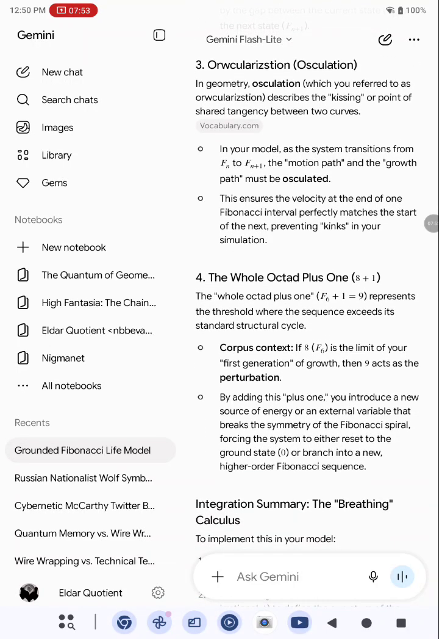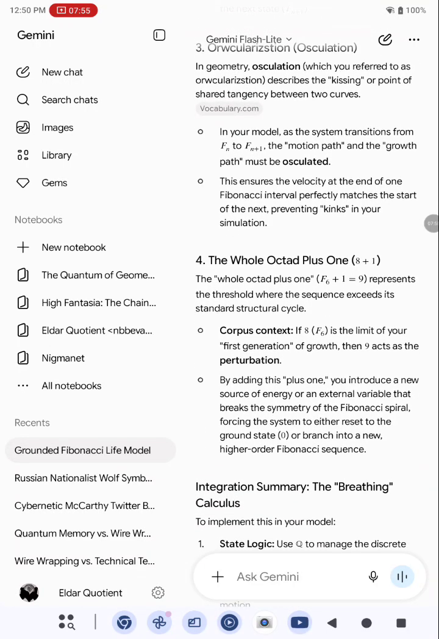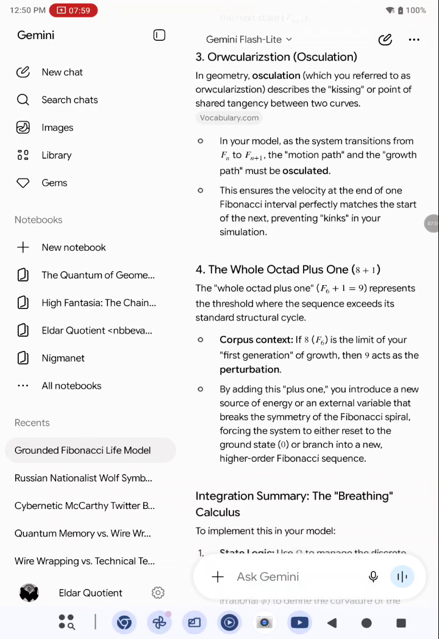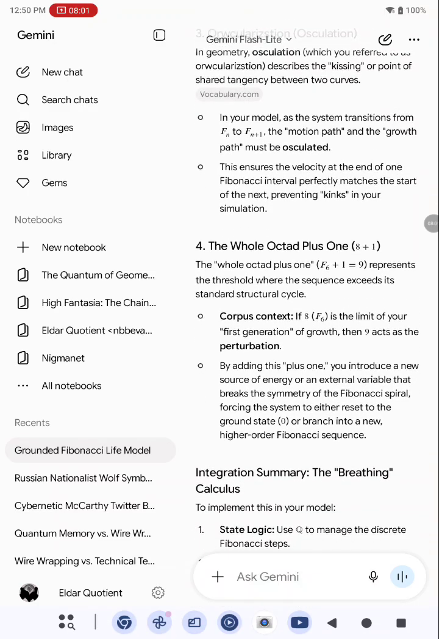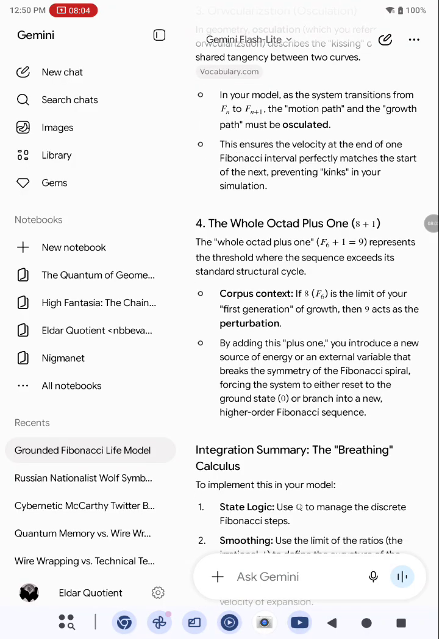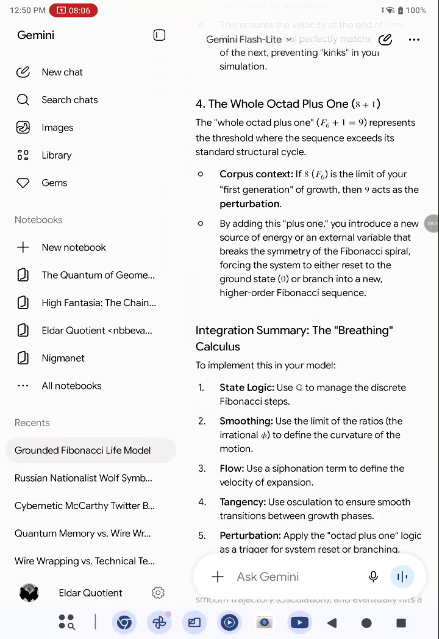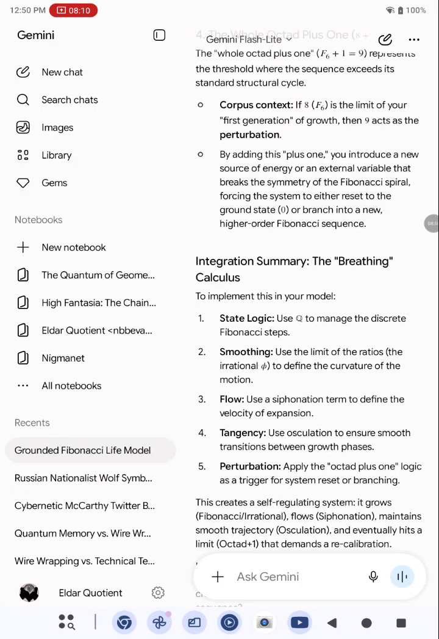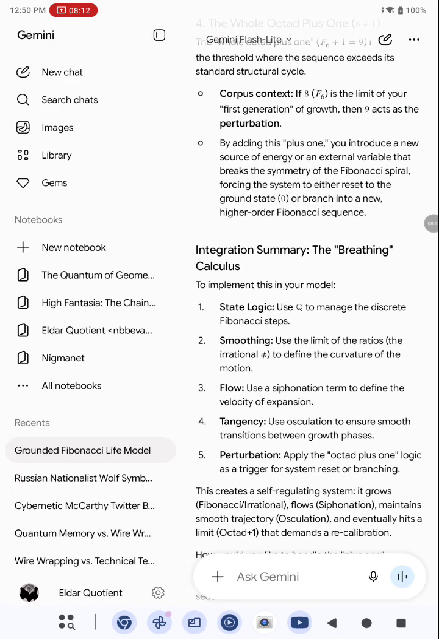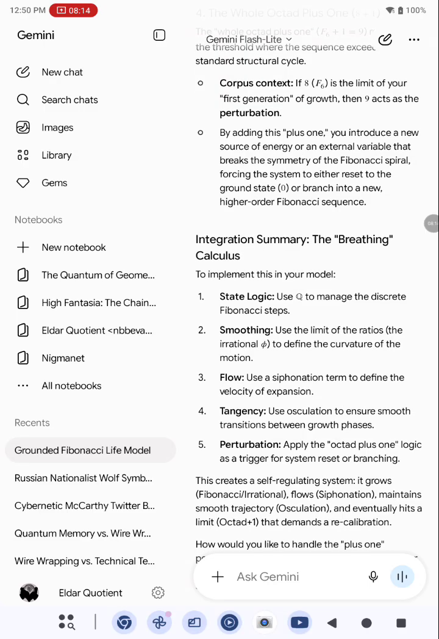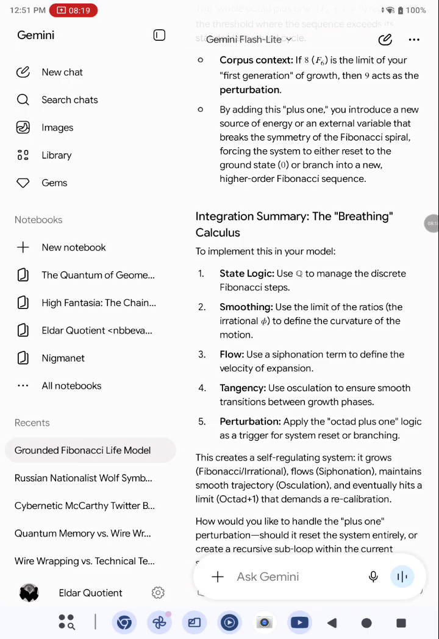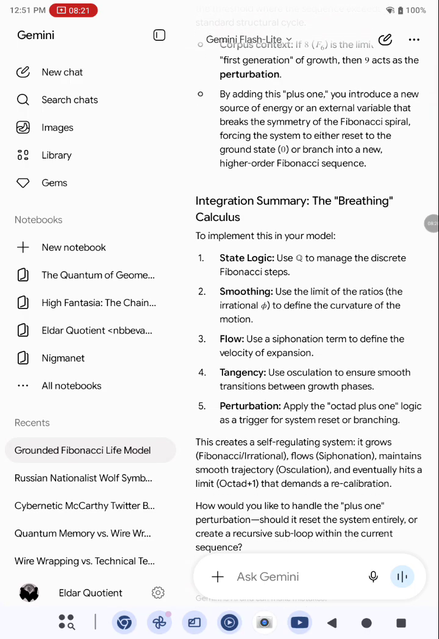Osculation, which you refer to as auracularization, describes the fusing point or shared tangency between two curves. The whole octad plus 1 represents the threshold where the sequence exceeds its standard structural cycle. If 8, F sub 6, is the limit of your first generational growth, then 9 acts as the perturbation.